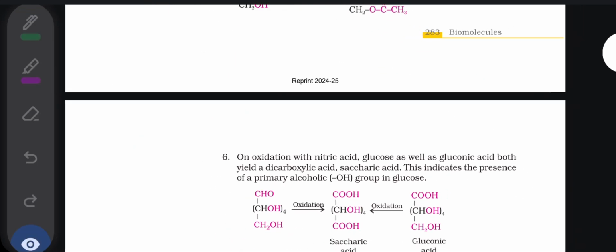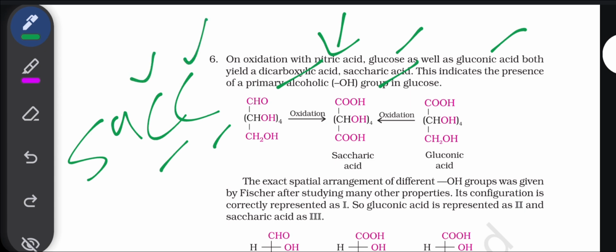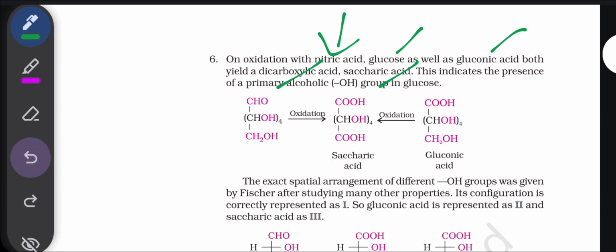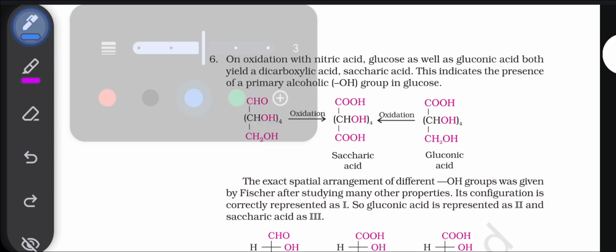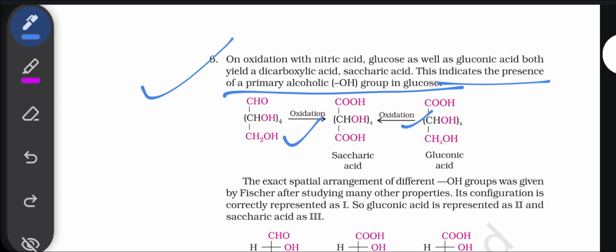Okay, moving forward. On oxidation with nitric acid, as I said earlier also, glucose as well as gluconic acid both yield the dicarboxylic acid, saccharic acid. So remember, if there are two COOH groups, then it will be saccharic acid. This indicates the presence of a primary alcoholic group in glucose. A question might be asked this way: on oxidation with nitric acid, the presence of a primary alcoholic group in glucose is confirmed by the reaction with HNO3. In gluconic acid, you have COOH here and here it is CH2OH, but when it is oxidized, here also COOH and here also COOH. So you need to keep this in mind.